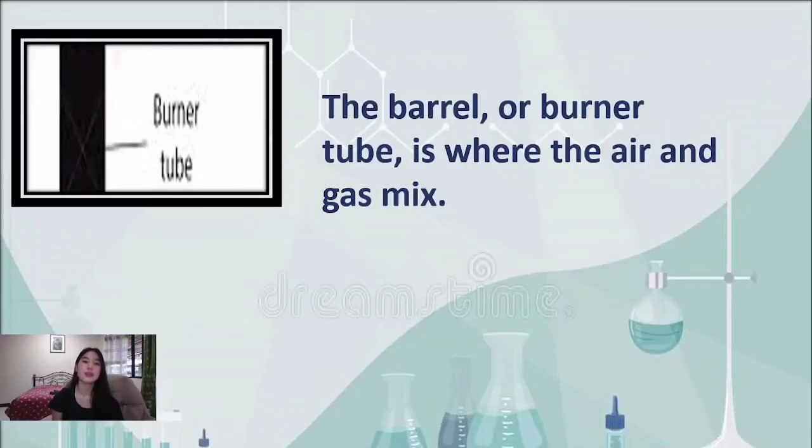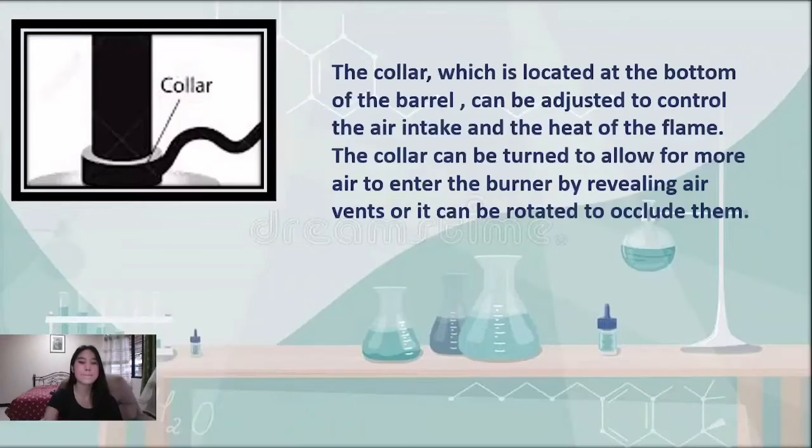The next one is the burner tube. The barrel or burner tube is where the air and the gas mix. Collar. The collar, which is located at the bottom of the barrel, can be adjusted to control the air intake and the heat of the flame. The collar can be turned to allow more air to enter the burner by revealing air vents, or it can be rotated to occlude them.